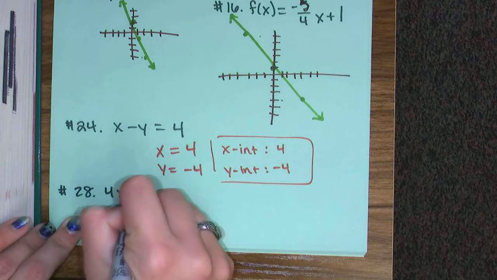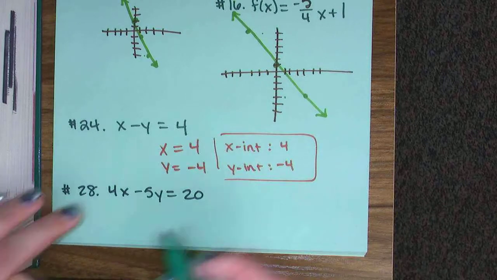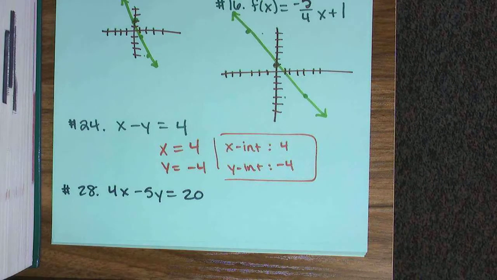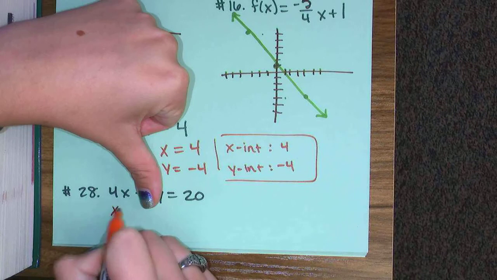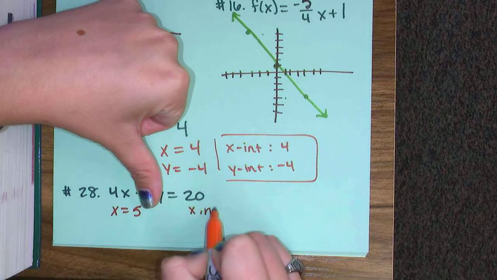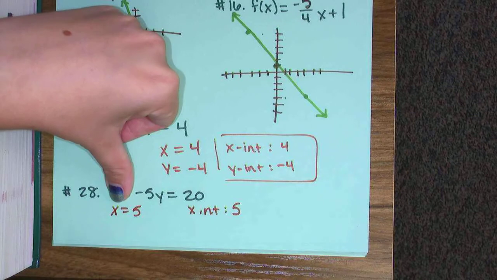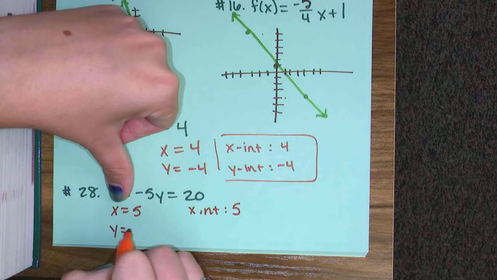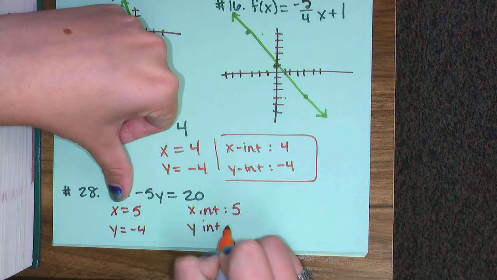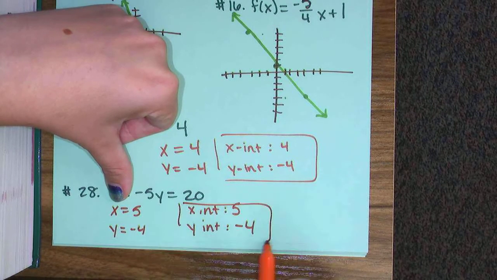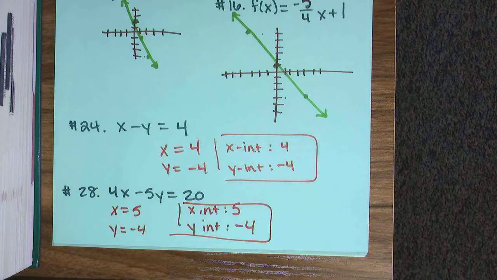28, 4x minus 5y is equal to 20. Alright, so using the cover-up method, what is x equal to? X is equal to 5, so my x-intercept is 5. How about y? Y is equal to negative 4, so then our y-intercept is negative 4. So that's your answer there in the box. Do we need to see any more of those?